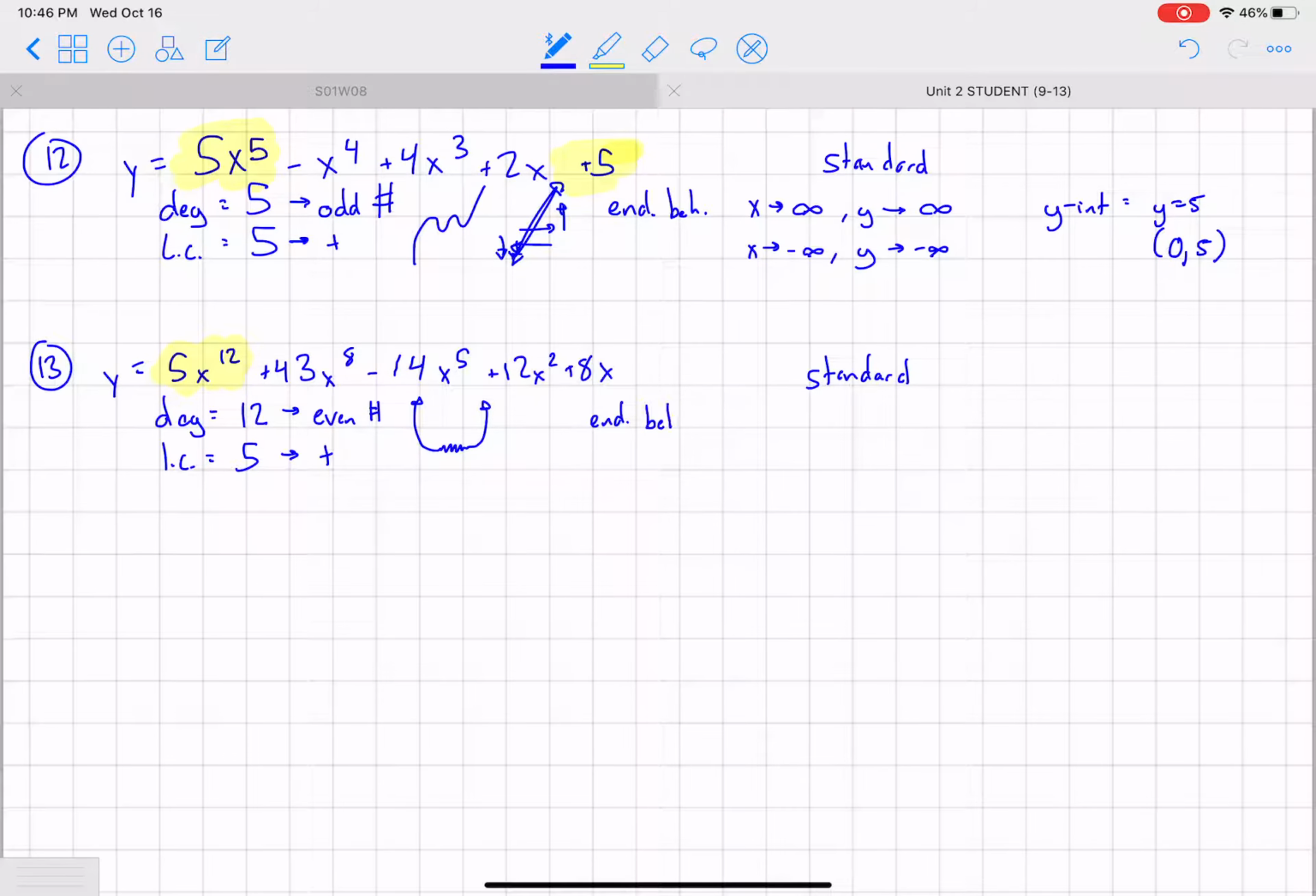So for our end behavior, as x goes to the right, y will go up. As x goes to the left, y will go up as well. For the y-intercept, again, we're looking at that last term. We have to be careful here because there is no number that we're adding. If we added that in ourselves, we would have 0. So our y-intercept is y equals 0, or just (0, 0). So this one will go through the origin.